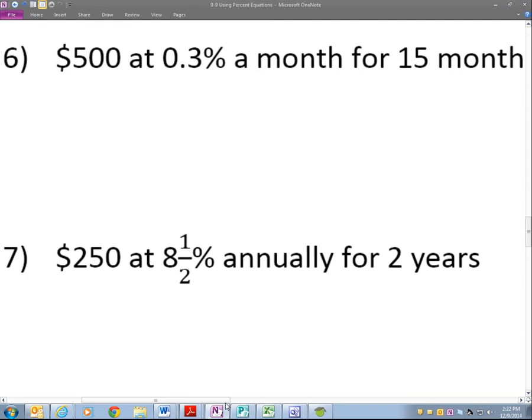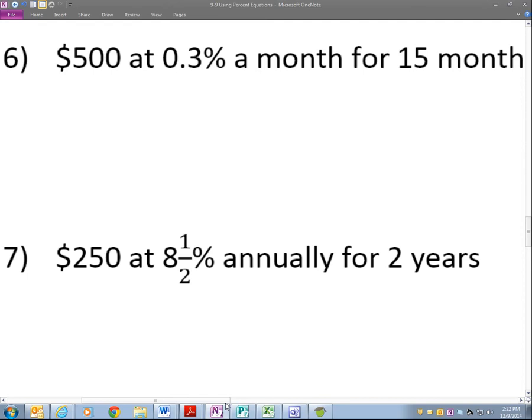$500 at 3% a month for 15 months. We are going to do this one the way that it is on the front of your page. The way that it is on the front of your page, it tells you what the interest is: principal times the interest rate times the month. We're going to do that one like this. Then the next one we're going to do using the percent proportion.